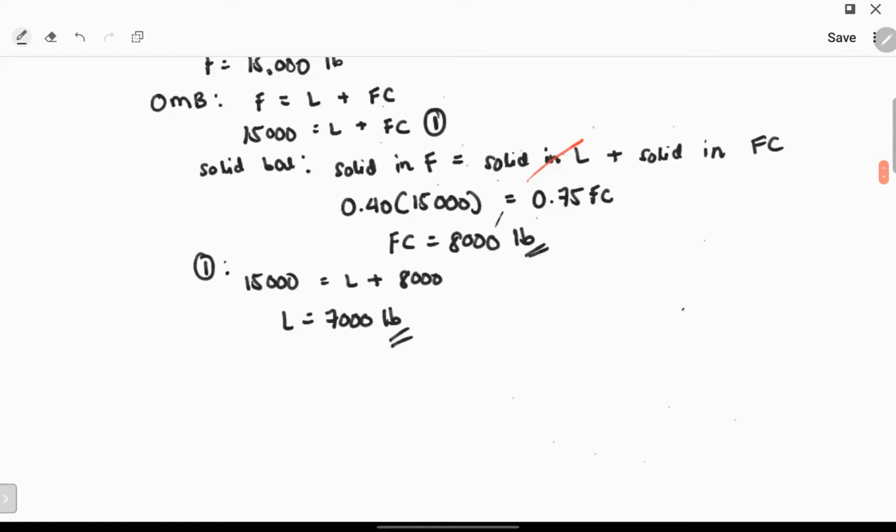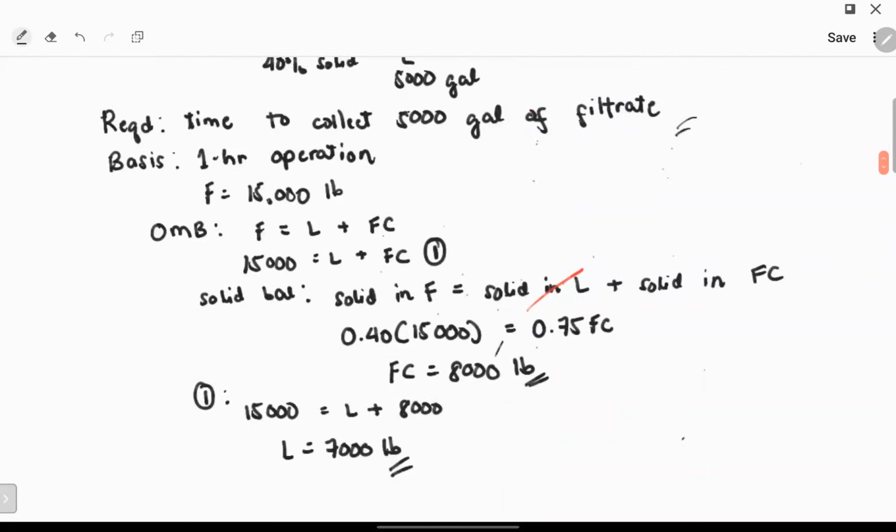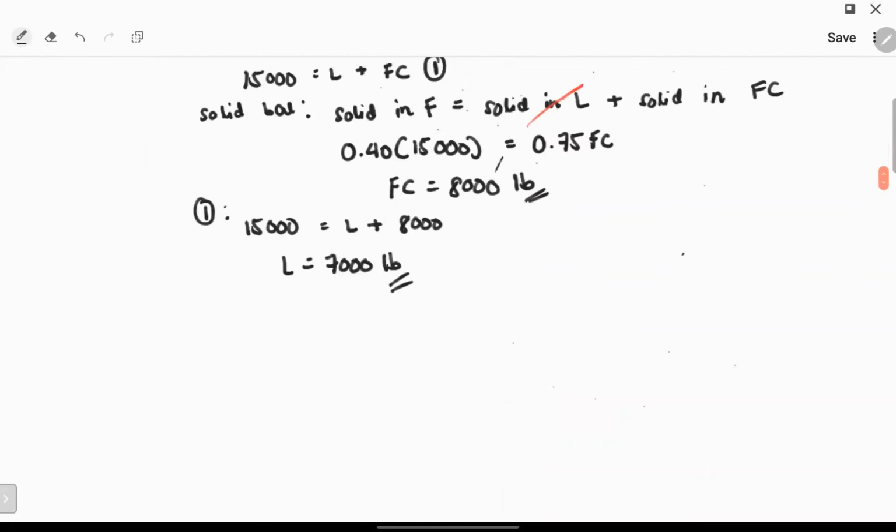Okay, so we know FC already, we know L already. Now, ito yung filtrate natin, 7,000 pounds. For every 1 hour operation, remember, this one is for every 1 hour operation. So, remember, however, na ang tanong sa problem is, what is the time or gaano katagal makolek kapag 5,000 gallons of filtrate? So for every hour, meron tayong 7,000 pounds of filtrate. But what if it's 5,000 gallons of filtrate? So kumbaga parang ratio in proportion lang ito, no? But first, we have to convert yung 7,000 pounds into gallons.